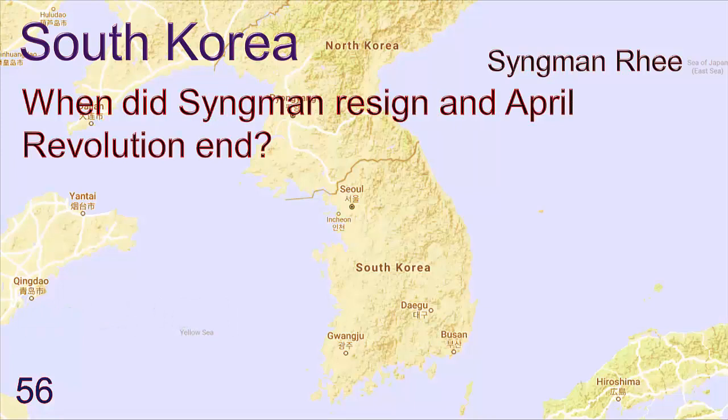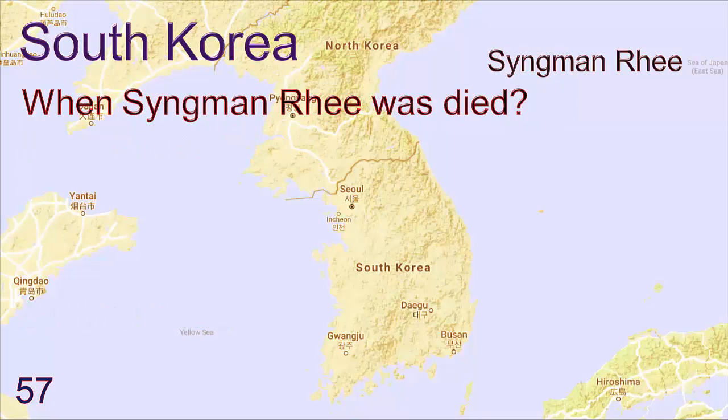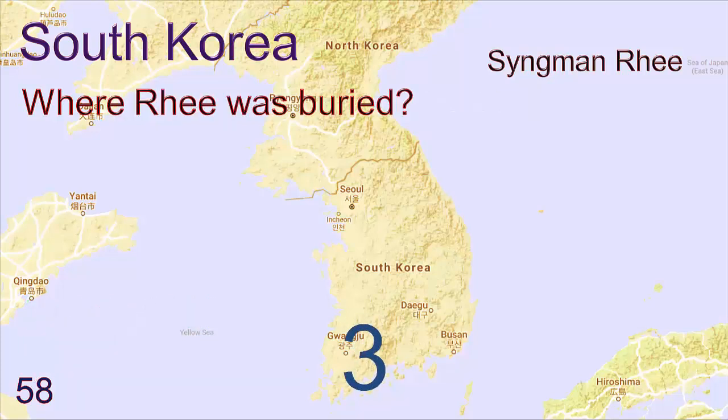March 15, 1960. When did Syngman Rhee resign and the April Revolution end? 26 April 1960. When did Syngman Rhee die? 19 July 1965. Where is Rhee buried?